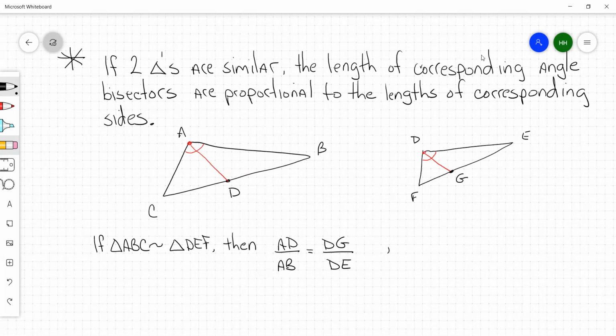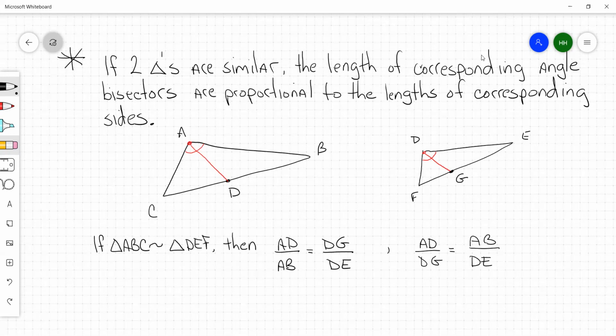The way the theorem is written, though, technically correct, it would be AD. It's not really incorrect. So AD over DG equals AB over DE. Can you guys see why these two proportions are the same as each other? In both proportions, in the upper left, you have an AD, and in the bottom right, you have a DE. Agreed? You got an AD up here and a DE.